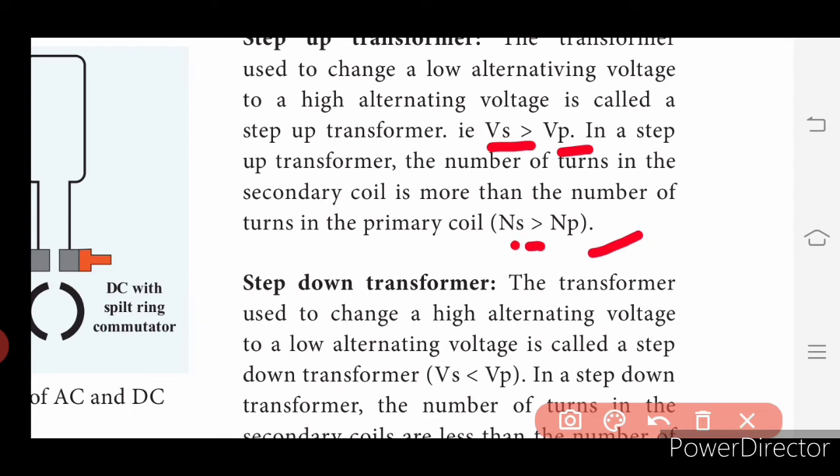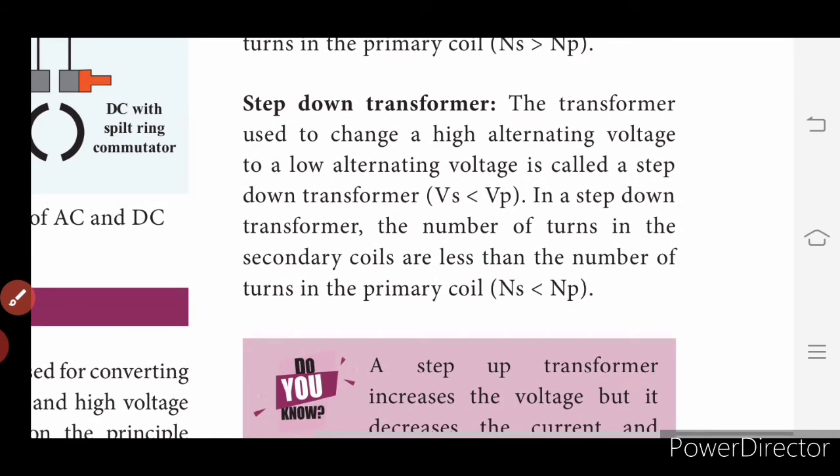So this S and P indicates secondary and primary. N indicates the number of turns in the coil, whereas here S and P indicates the same, secondary and primary, and V is voltage. Okay, so very simple definition. So next, the step down transformer.